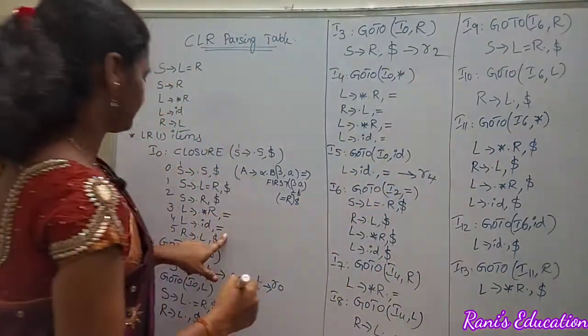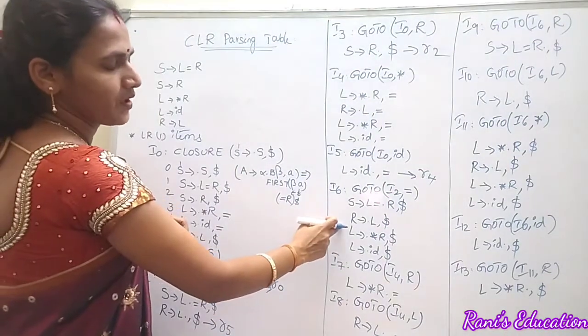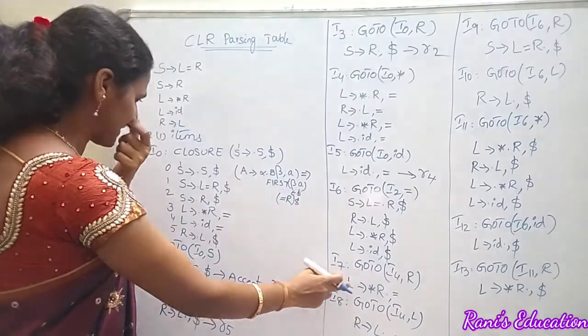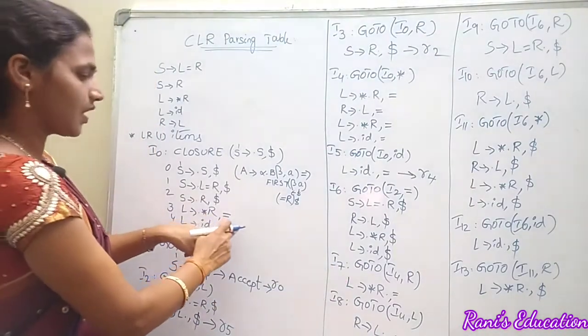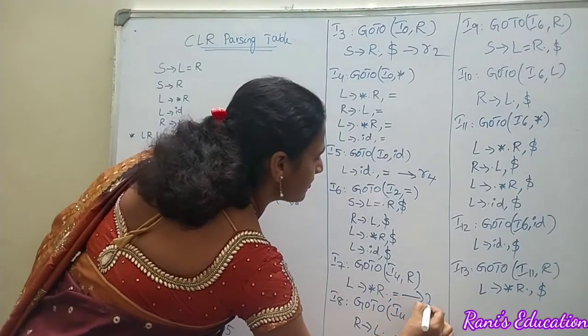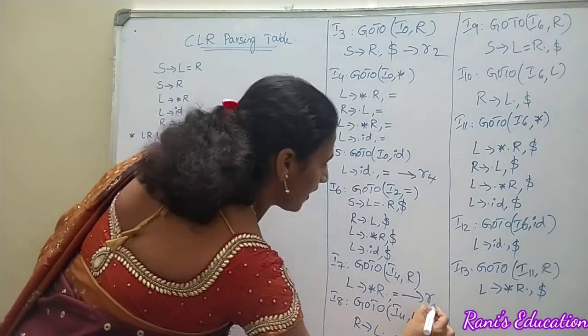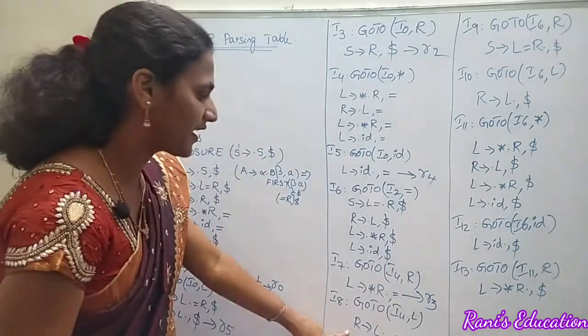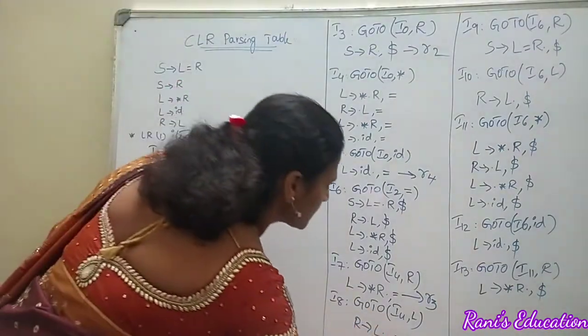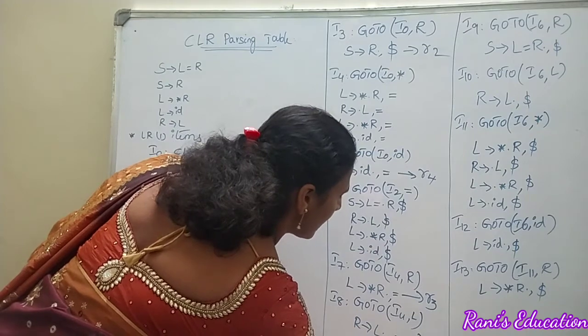Go for I6. None of the productions are completed. Go for I7, which is a completed one, L → R star, with the equal look ahead. So its reduction number is R3. Go for I8, which is also a completed one with the look ahead equal. So the reduction number is R5.